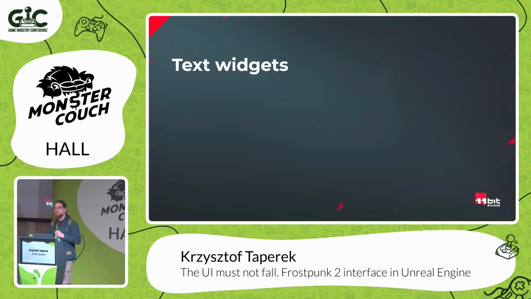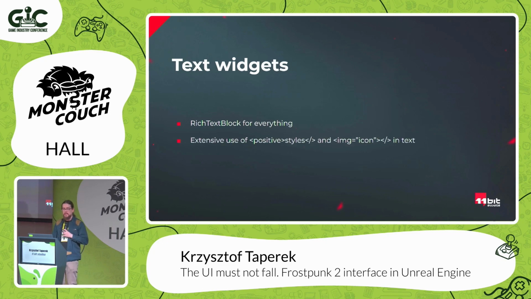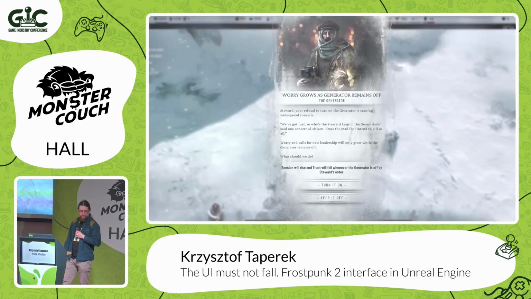We implemented a few things for text widgets. So first of all, we are using rich text block for everything, not the simple default one, because we extensively use tags in texts and icons. So here we have an example of one of the message panels in our game.